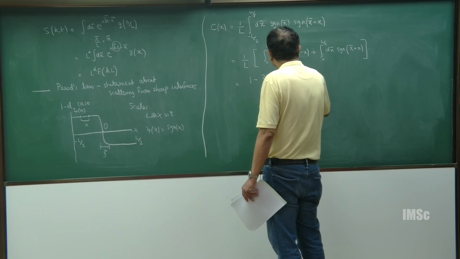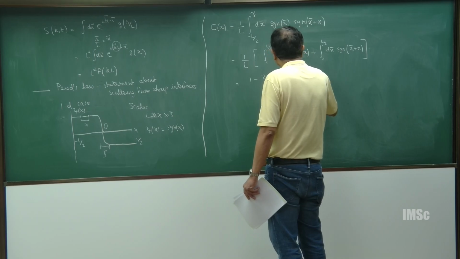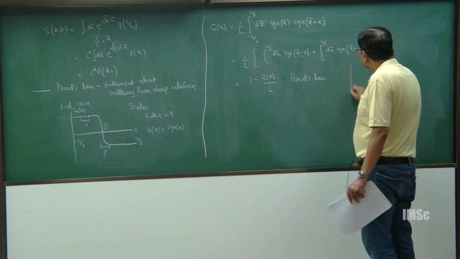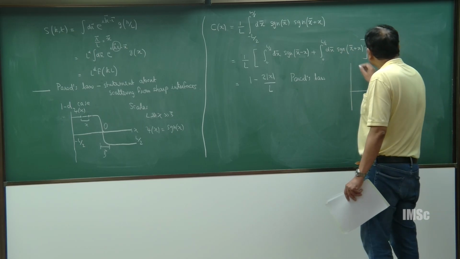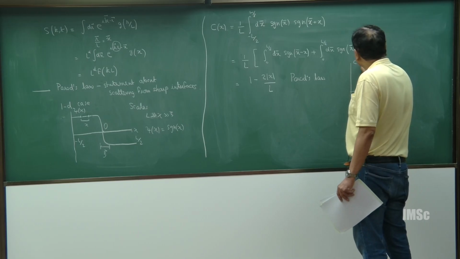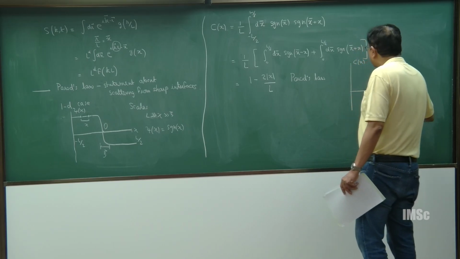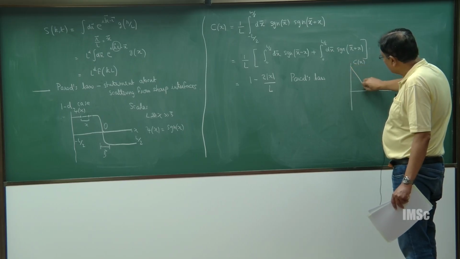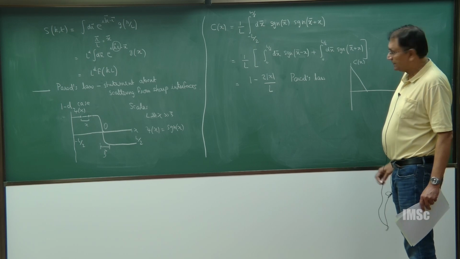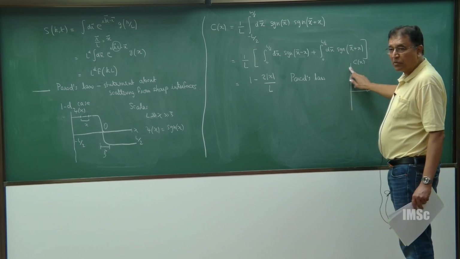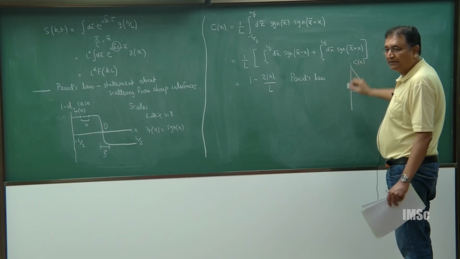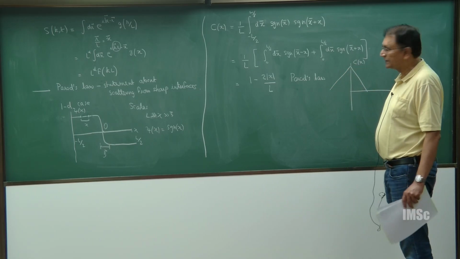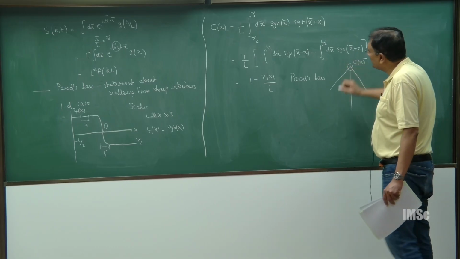Why is it interesting? It's interesting because it actually has a singular behavior at x equal to 0. If you plot Porod's law, C(x) versus x, it's 1 at x equal to 0 and then comes down linearly like that. And if x is negative, it's got exactly the same form because of mod x. So it's singular at x equal to 0.